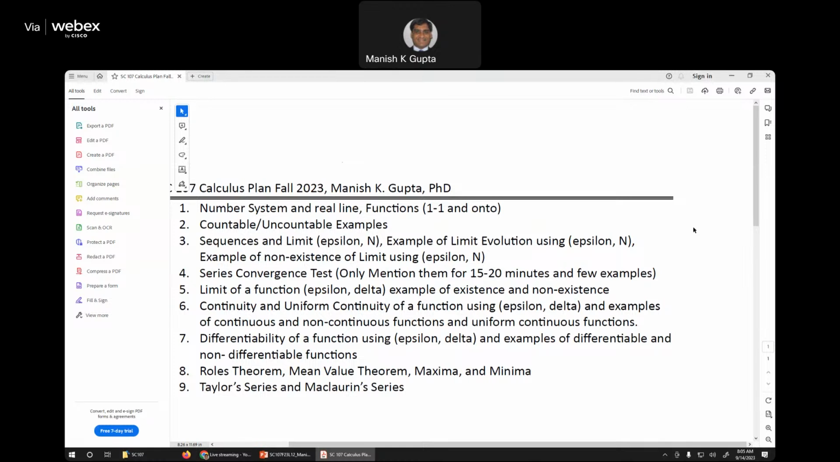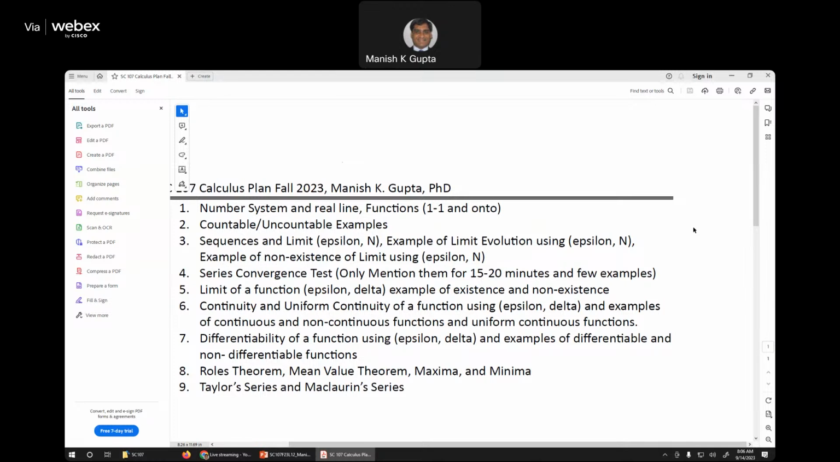Then the second thing is examples of non-existence of a limit using epsilon N. In the first case, you remember the definition: a sequence xn has a limit capital L as n tends to infinity if for every epsilon positive, where epsilon is the size of the neighborhood, there exists a natural number capital N such that mod of xn minus capital L is less than epsilon for every small n greater than or equal to capital N. All these words, for every, there exists, are very, very important.